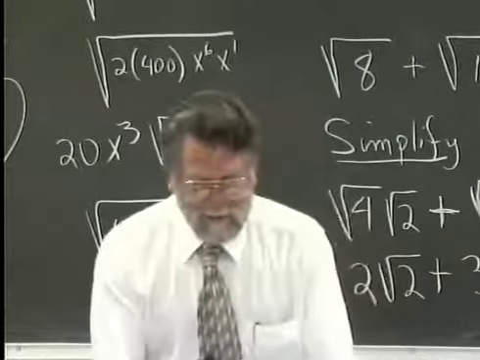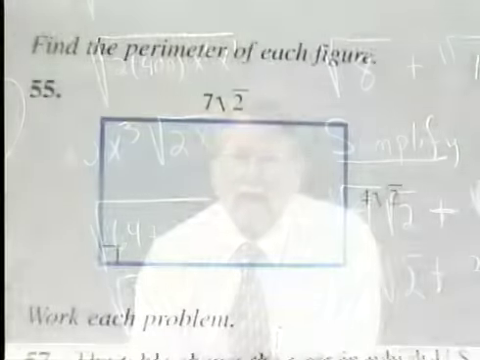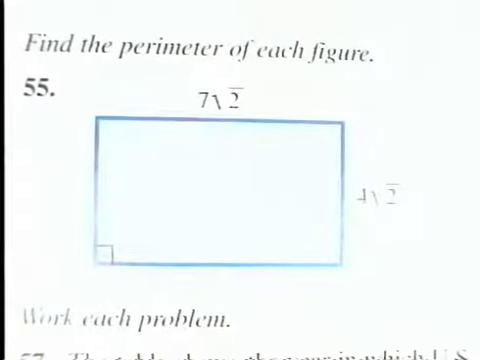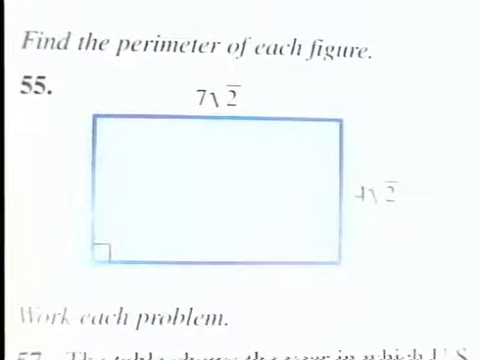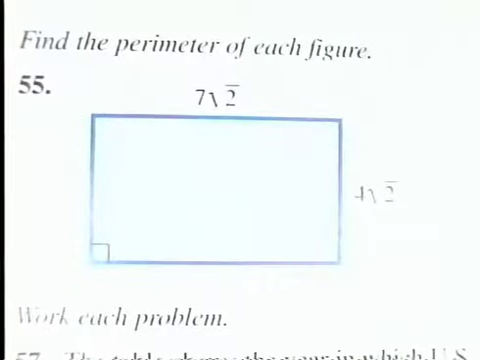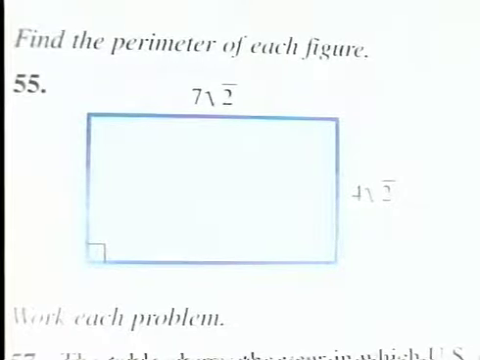Page 541. This is sort of forcing the issue. You've got a rectangle with 7 the square root of 2 and 4 the square root of 2, and you're supposed to find the perimeter of the rectangle. So the perimeter is 2 times the length plus 2 times the width. So you have 2 times 7 the square root of 2 plus 2 times 4 the square root of 2, and you're supposed to simplify. Sort of neat.